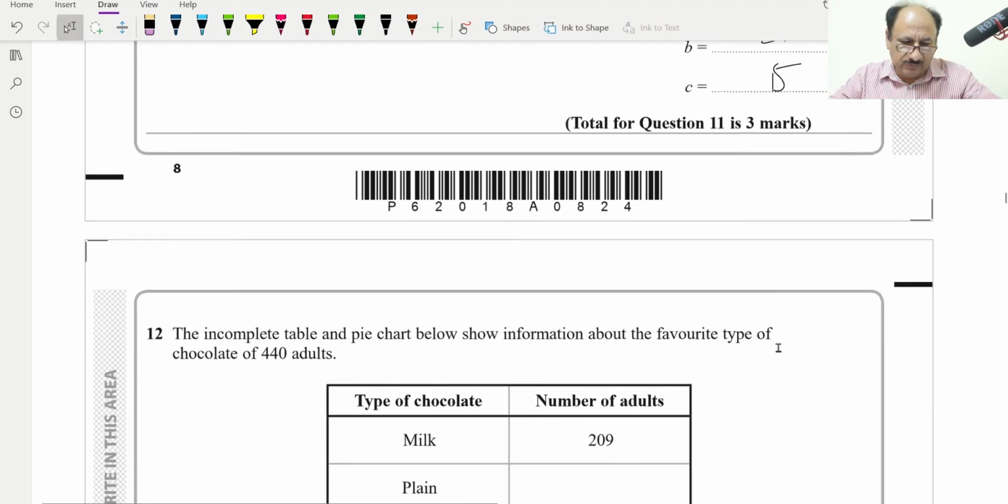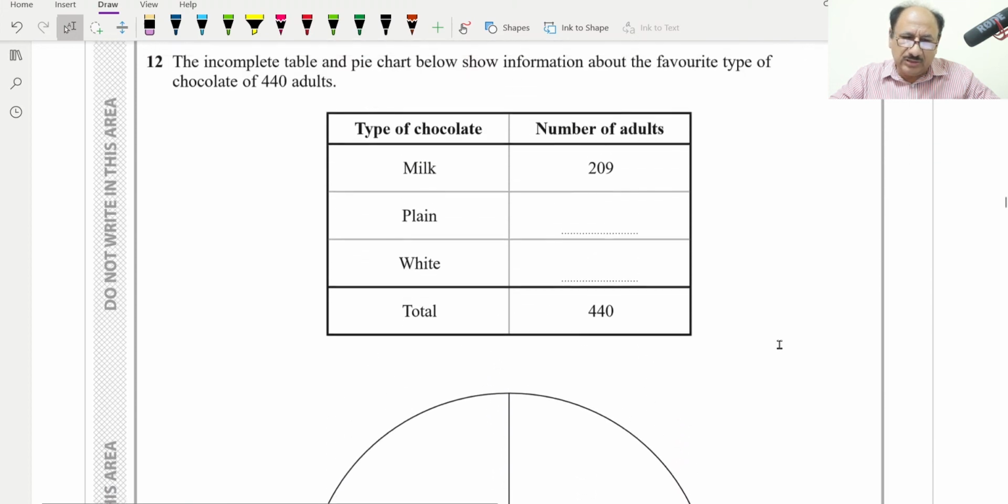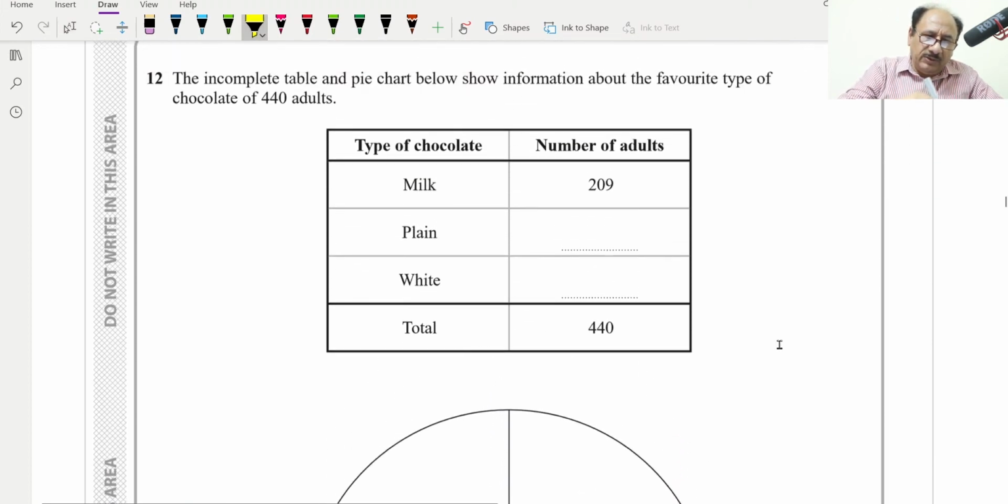After this we have question number 12, and question number 12 is a pie chart. The incomplete table and pie chart below show information about the favorite type of chocolate of 440 adults. So type of chocolate and number of adults. This is 209 for milk, 209 plain, white unknown, and total is 440.